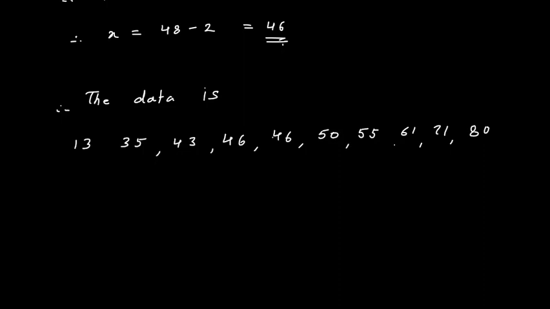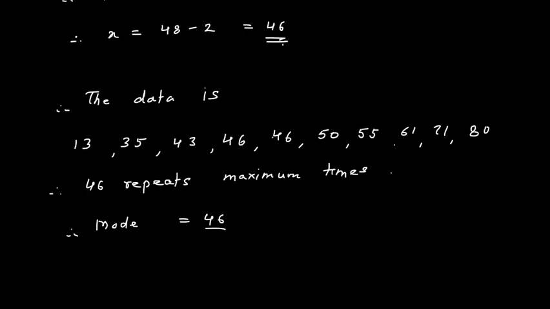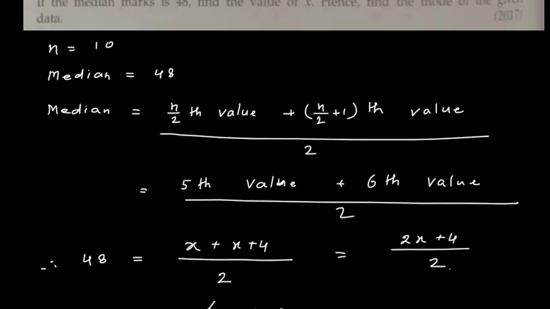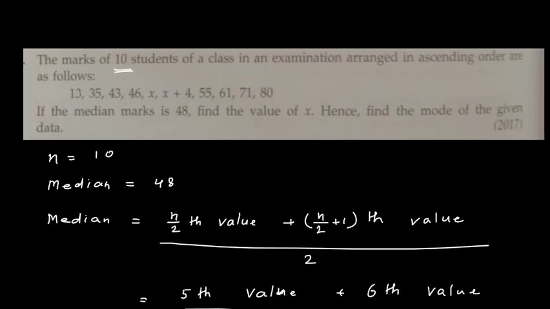Right. So which number is repeating maximum time? Here 46 repeats maximum time. 46 repeats 2 times, rest all numbers repeat 1 time only. So therefore the mode in this problem is equal to 46. We have median given, and based on that median we first find out the value of x, and once we get the value of x then we calculate what is the mode of the given data, right?